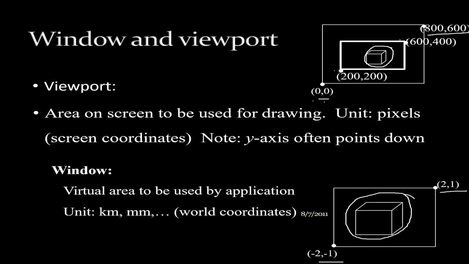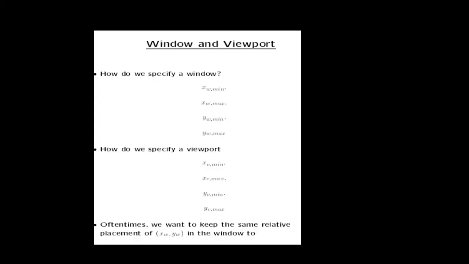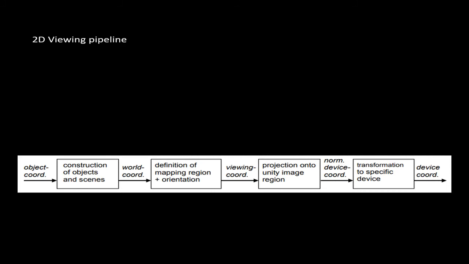I've already discussed this: how do you specify a window? You have to specify using xw min, xw max, and the viewport is specified using this. Now the 2D viewing pipeline, if we see it using a particular block diagram or a flow chart, is going to look like this.